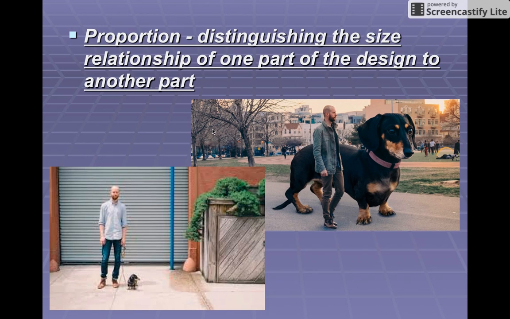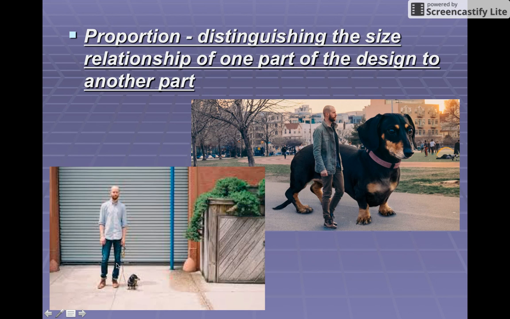All right, next we have proportion. With proportion, we are talking about the size relationship of something. It's just how size is compared within the object or within an image. So you can see clearly we're comparing the size of the man to the dog. And there is realistic and unrealistic proportion.